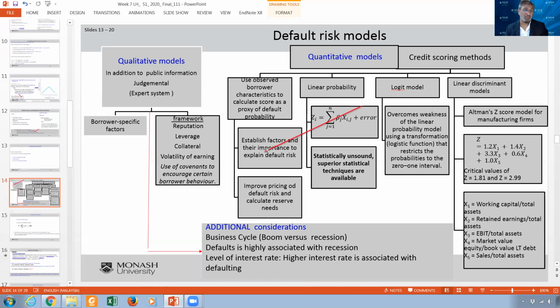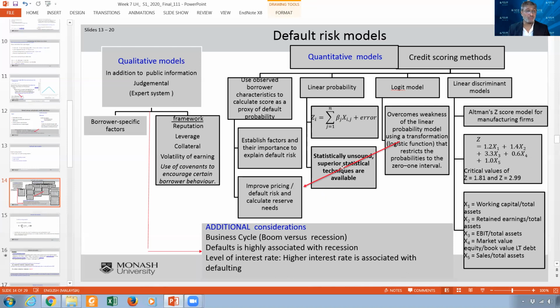This is what we do. It's like the business loans, and like the personal loans, which I showed you in the introductory slides. So based on the benchmark, you improve the pricing and the default risk, and calculate the reserves needed.